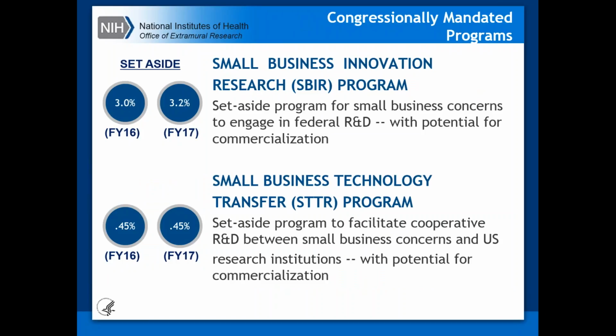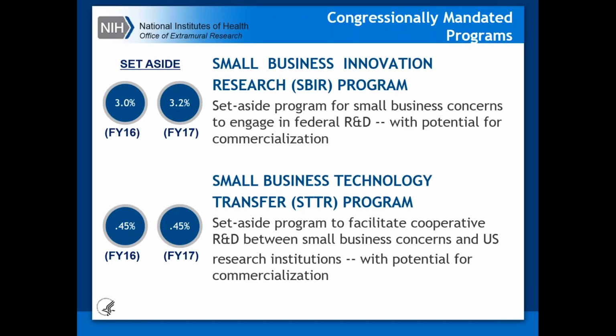For those of you who don't know, the SBIR and STTR programs are congressionally mandated programs. As you can see, it's a set-aside program for small business concerns to engage in federal R&D where the research has the potential for commercialization. In fiscal year 2016, the set-aside was 3.0%, and in fiscal year 2017, it's 3.2% of our budget.